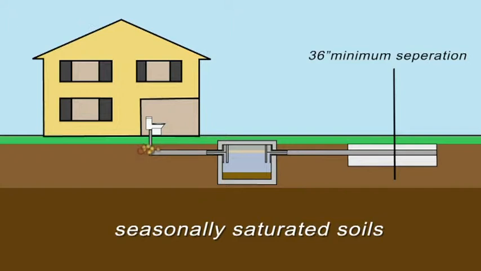Soil information is also needed to size the system and maintain the required 36-inch vertical separation from saturated soil conditions to the bottom of the septic drain field. 36 inches is the minimum amount of unsaturated soil needed for the treatment of wastewater generated on a property.